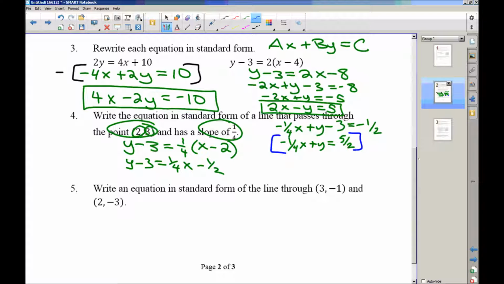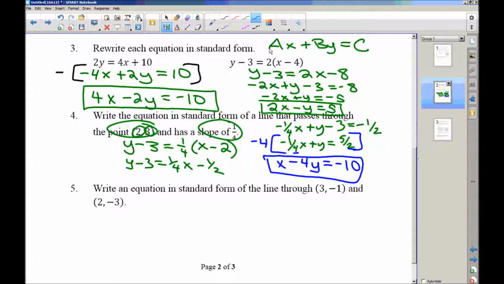So to get rid of the fractions, I'm going to multiply by 4. That's the common denominator of our two fractions, 4 and 2. And then I'm also going to multiply by negative to make the x term become positive. So this will become positive 1x minus 4y, and then negative 4 times 5 is negative 20, divided by 2 is negative 10. So there's our final answer there.